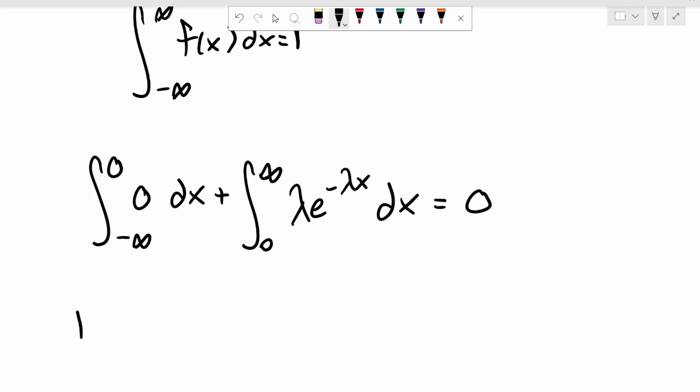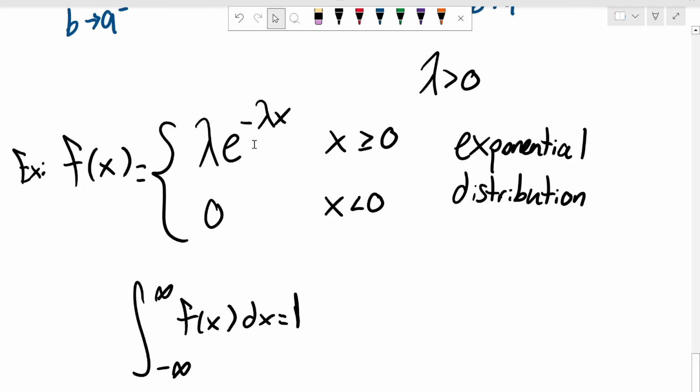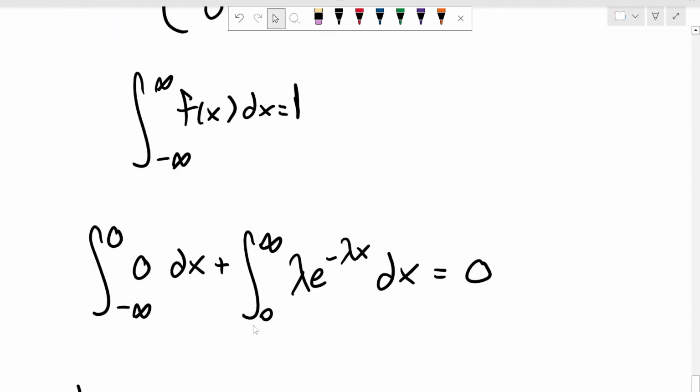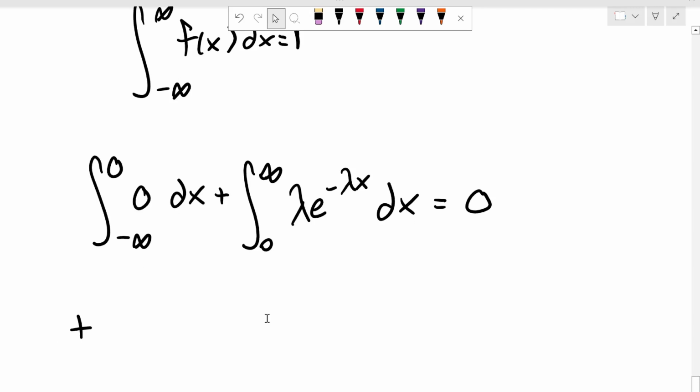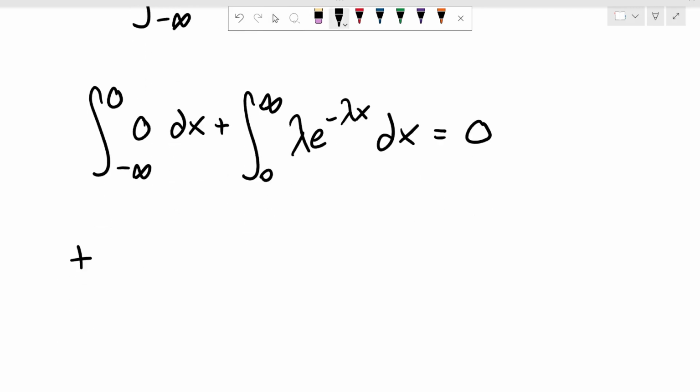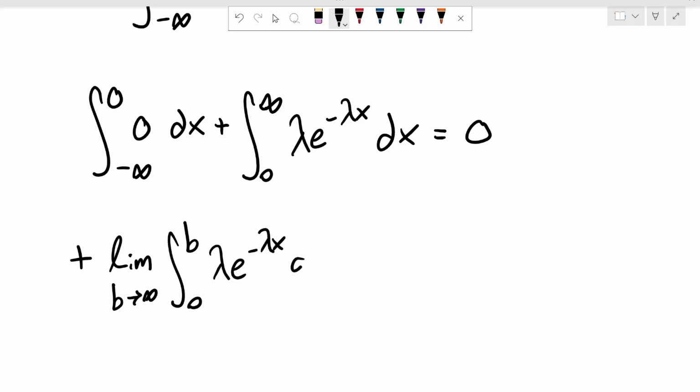So we'll say 0 plus, and then this part we do need to worry about a little bit more. Namely, notice that it does have the equal to part in there, so we don't have to worry about taking the limit as it goes to 0 from the right. But we do have the infinite bound in there. So we need to do the limit as b goes to infinity of the integral from 0 to b of lambda e to the negative lambda x. Now we'll go ahead and evaluate this integral. It's a fairly easy integral.